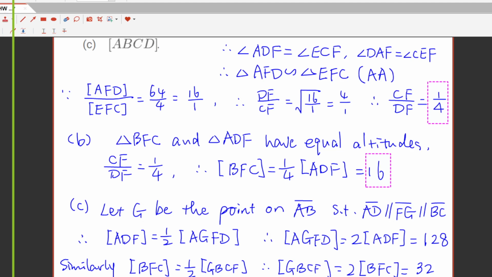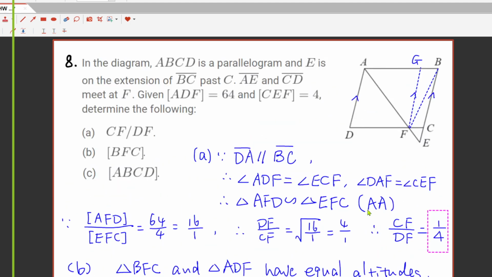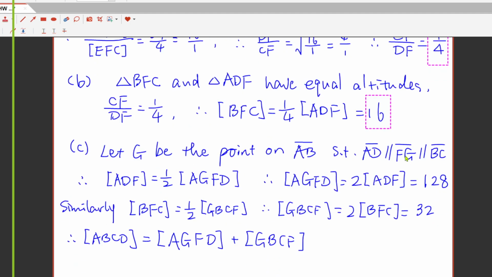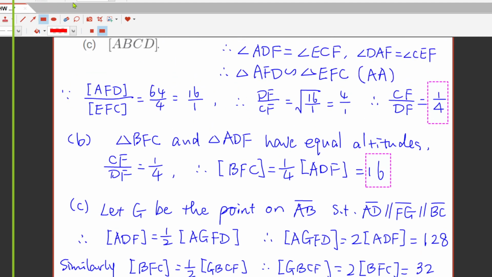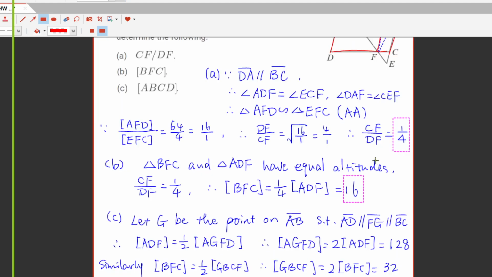Therefore, we know the area of ABCD is actually the area of AGFD plus the area of GBCF, right? AGFD is here, plus GBCF, which is here, right? So that's 128 plus 32, which gives us 160. Did you get it? Okay, again, have a look at the solutions here. Any questions, just let me know, okay?